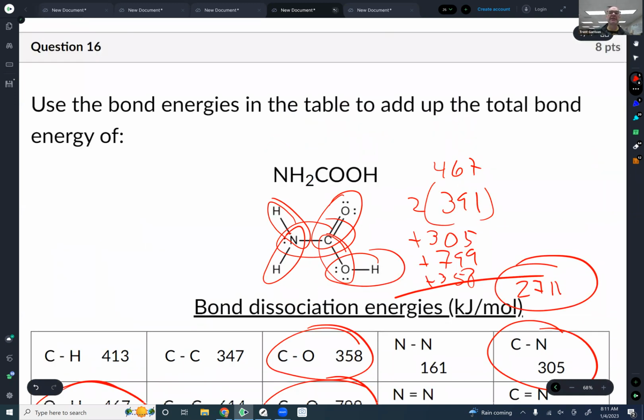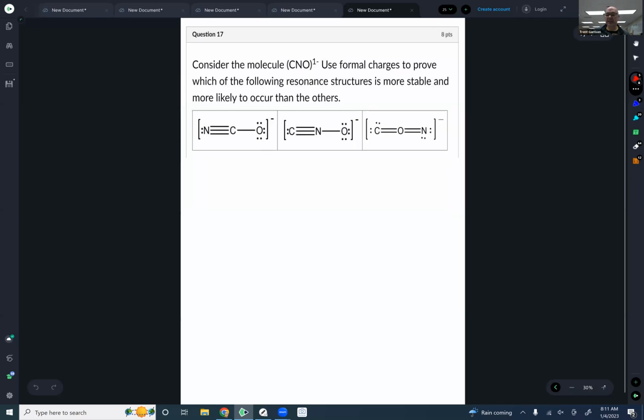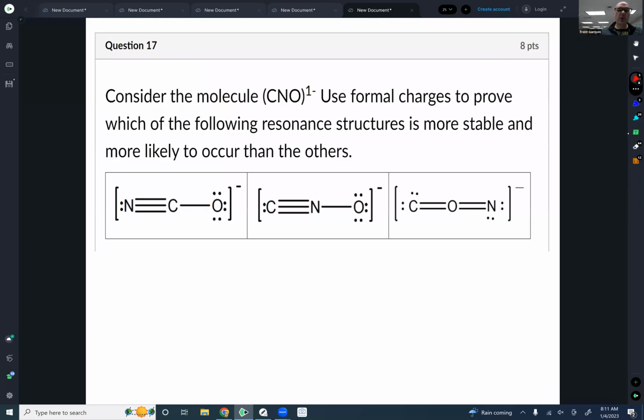Next is the last question in the free response. It's number 17. And in this one, we are doing a formal charge. Okay, so what we're going to do is use the formula. The formula is valence electrons minus number of bonds, minus the number of free electrons. So for nitrogen, it's 5 minus number of bonds, which is 3, minus the free electrons. And so this ends up being a 0.